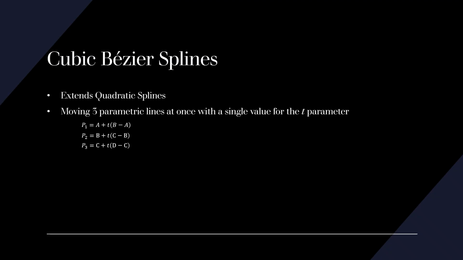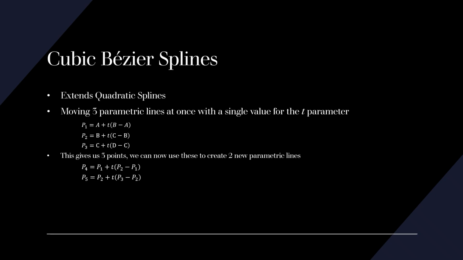Remember, A is the start and D is the end. B and C now are both control points. So this gives us 3 points. Now we have 3 points, we can create 2 additional parametric lines between these. So we have P4 as a parametric line between P1 and P2, and P5 as a parametric line between P2 and P3. Based on t, again, t is exactly the same value in all these equations. And now we've got these 2 points, similar to quadratic, we can simply calculate the final point as a parametric line P6 between points P5 and P4.